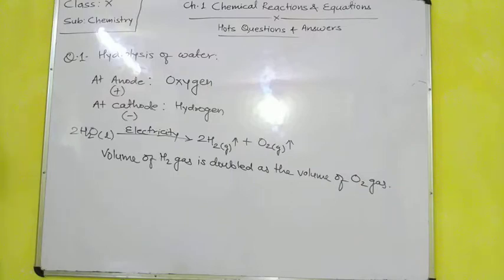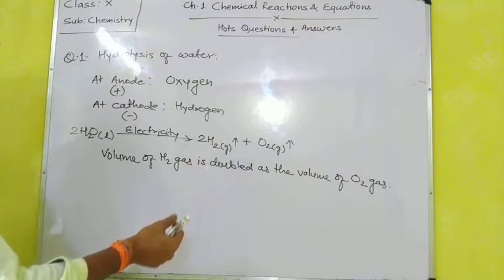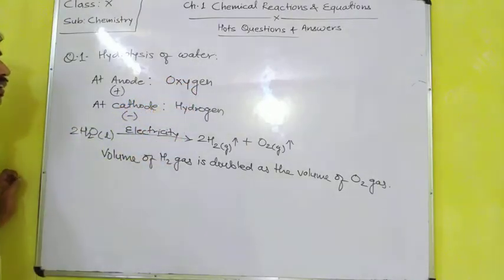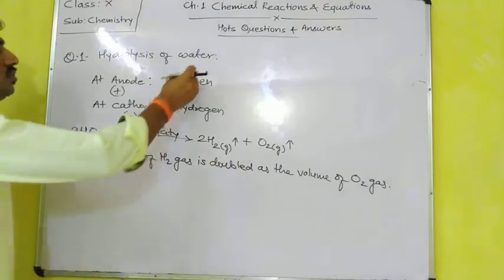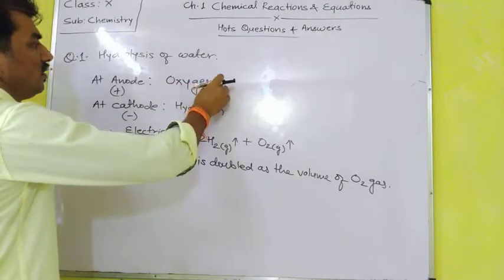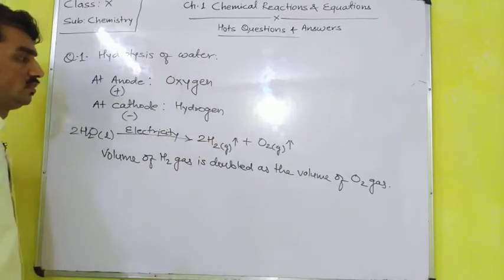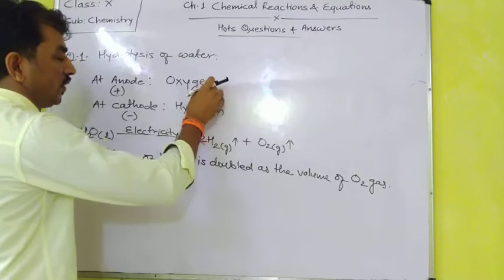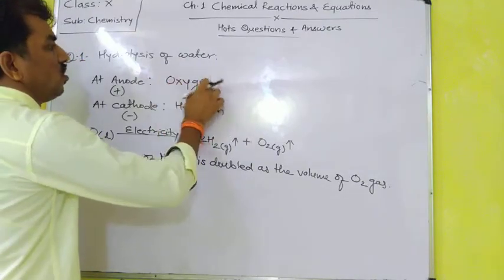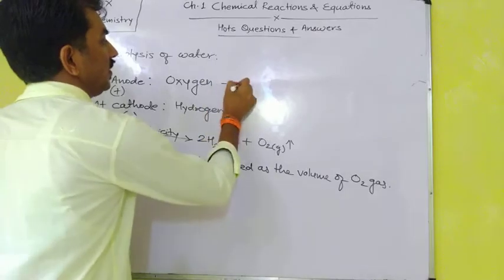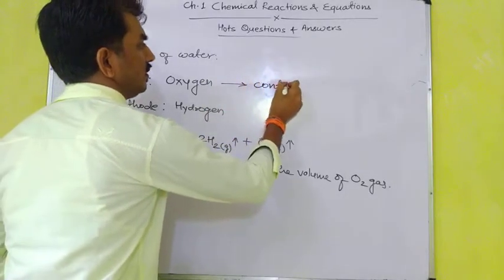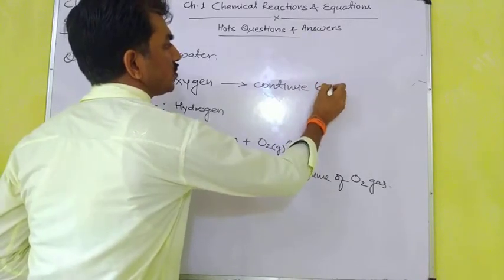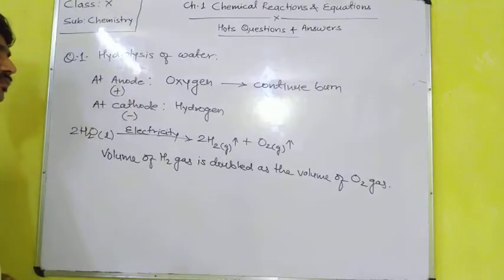We have to bring a burning matchstick or a burning candle near the oxygen and hydrogen one by one. When we bring the burning matchstick near the inverted test tube of oxygen, it will continue to burn, because oxygen is helpful in burning.